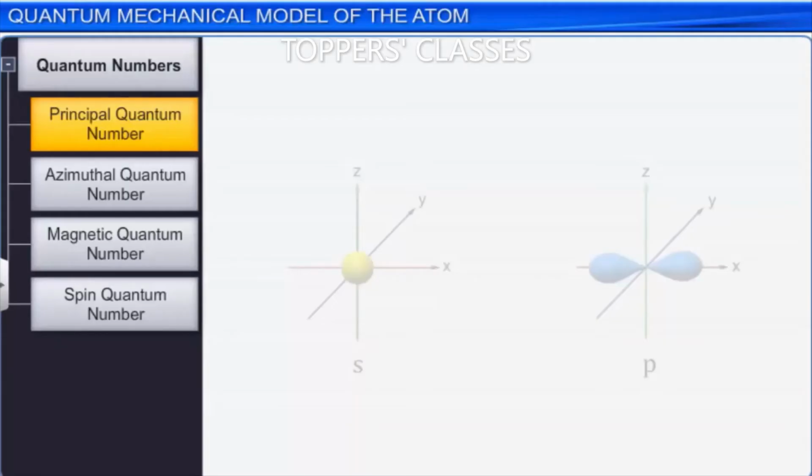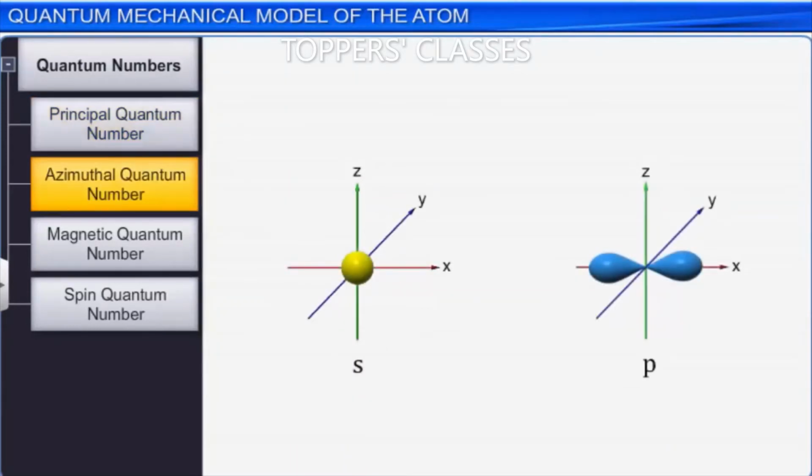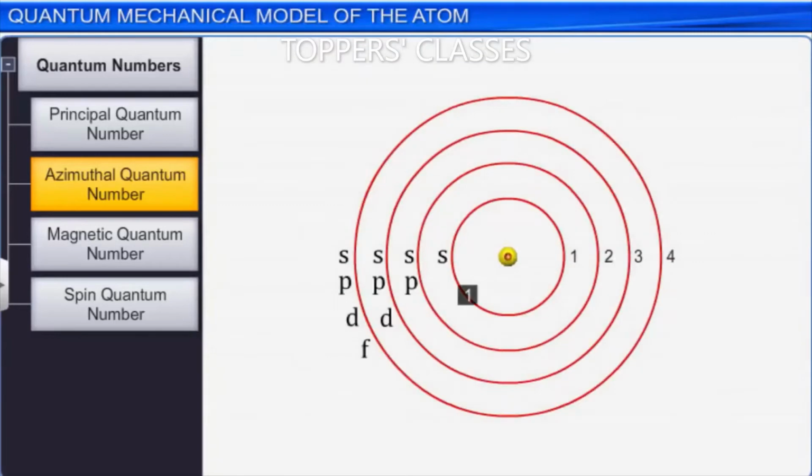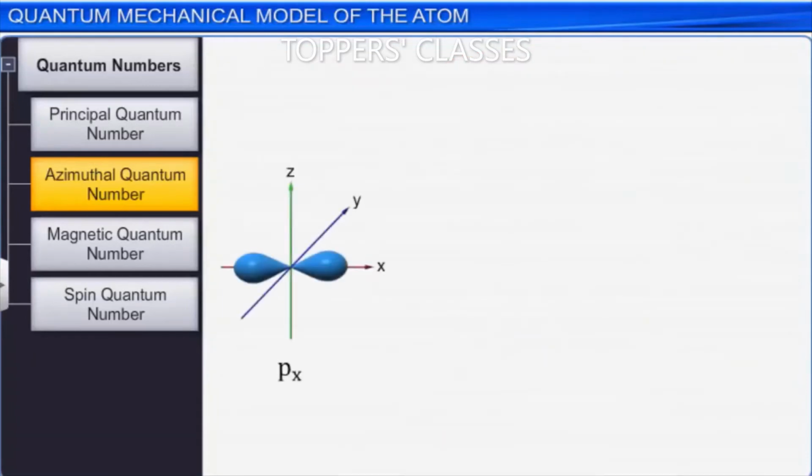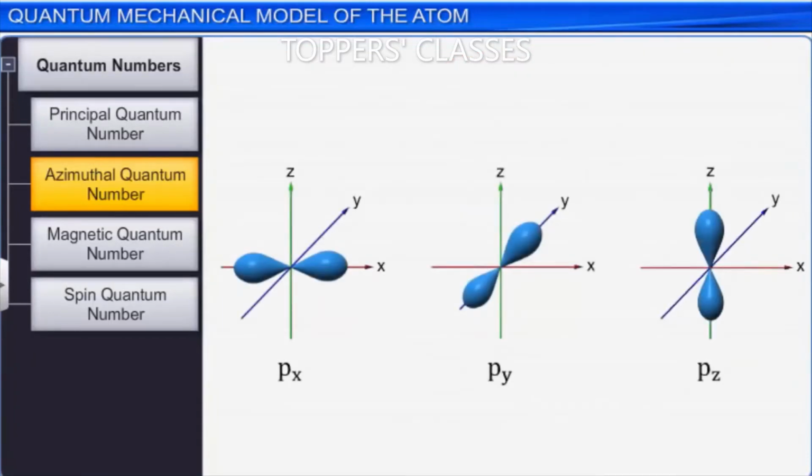Let us move on to the next quantum number, that is, the azimuthal quantum number. It is denoted by the letter l. The number of subshells is given by the azimuthal quantum number. The azimuthal quantum number is also known as the orbital angular momentum or subsidiary quantum number. It also describes the three-dimensional shapes of orbitals that you will learn about in the next module.